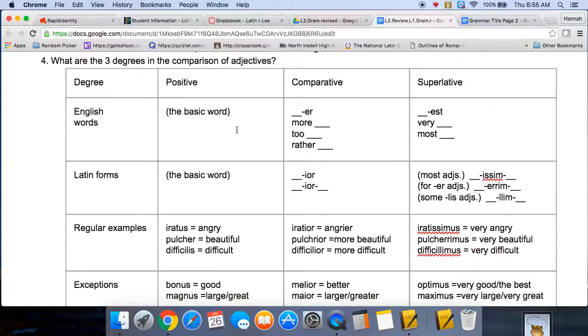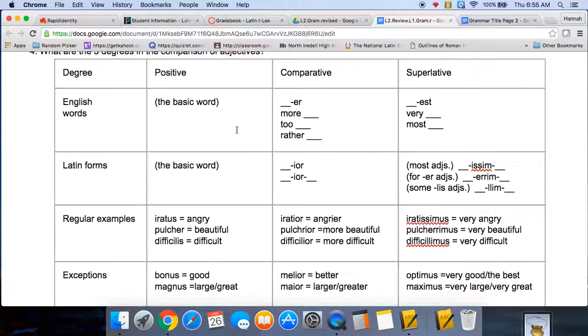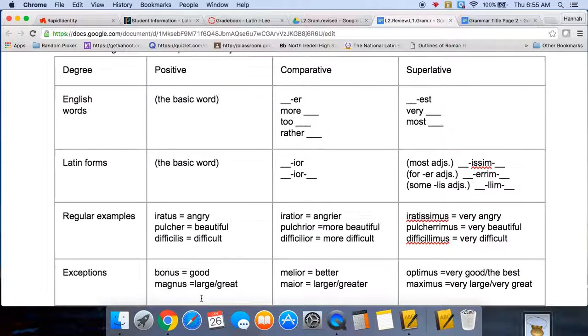Part 4, the 3 different degrees of adjectives. This is like good, better, best. Bad, worse, worst. Long, longer, longest. The positive degree is just a simple word in English and in Latin. And then I have some examples here for you and some exceptions at the bottom.